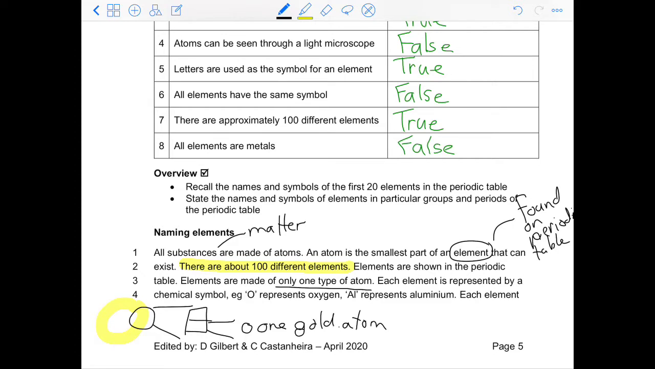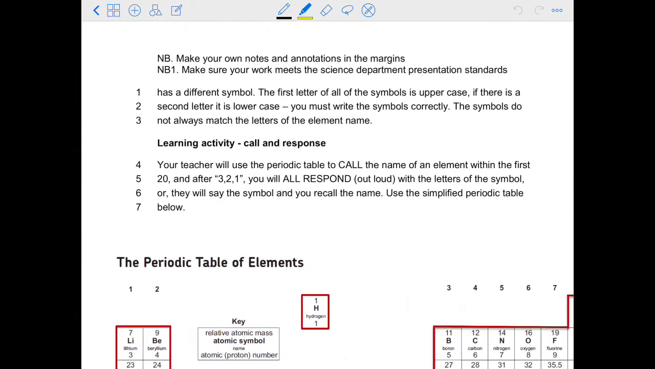Each element is represented by a chemical symbol. You won't find, for example, Go on the periodic table. Gold is Au. Some of the other ones make more sense, such as O, which represents oxygen, and Al, representing aluminum. But some of them don't quite match up, and it comes from different words for that element, such as the Latin word or the Greek word. Each element has a different symbol. This is how we tell them apart.